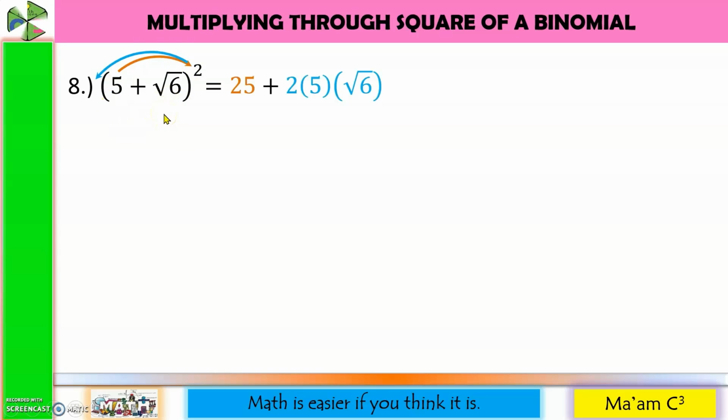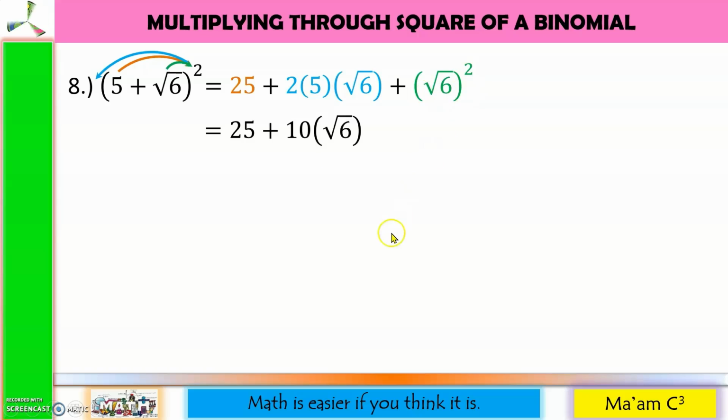And then we square the second term. Square root of 6 is squared. The third term is always positive. Let's copy 25. 2 times 5 is 10, so plus 10 square root of 6. Square root of 6 squared is simply 6. 25 plus 6 is 31, and then copy plus 10 square root of 6.